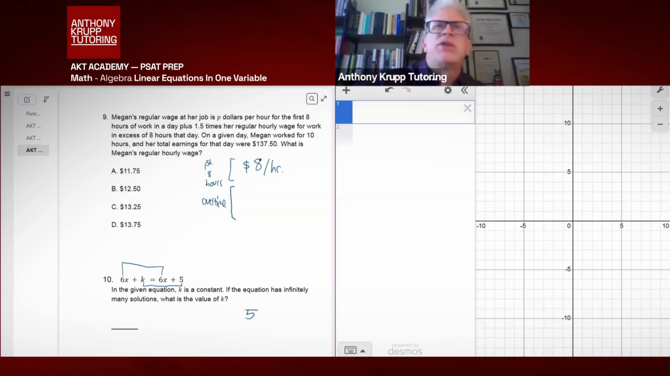What is 1.5 times her regular wage? You could probably do this in your head, or since you're here, you could say, I think it's 1.5 times her regular wage, which is 8, so I think it's $12 an hour now, right? So notice how Desmos can sort of help you out. For the first 8 hours, she makes this, and then after that, she starts making that. That's exciting. So on a given day, she worked for 10 hours.